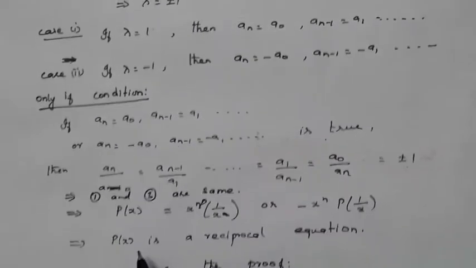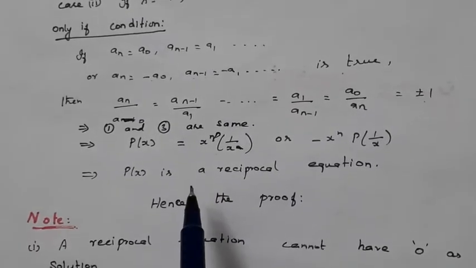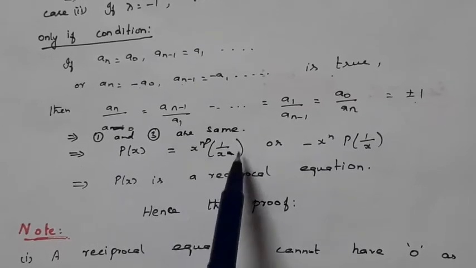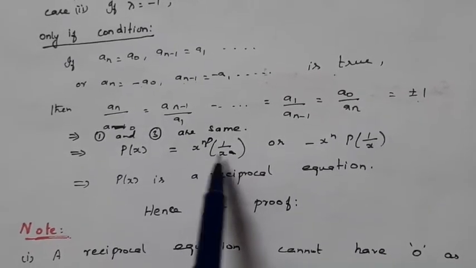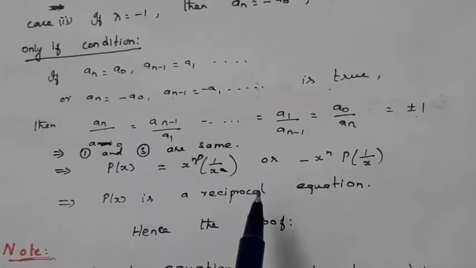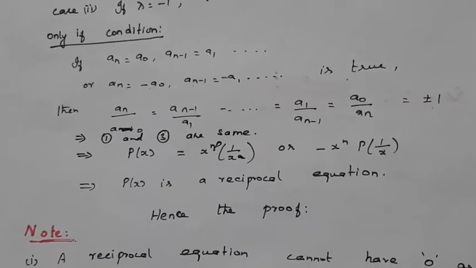In the second part, we have taken this condition and we have proved that p of x is a reciprocal equation. So in order to check a reciprocal equation, there is no need to check whether multiplying gives x power n into p of 1 by x is equal to p of x. It is enough if we check that the coefficients from the end and the beginning are either equal in magnitude or equal in magnitude but opposite in sign.